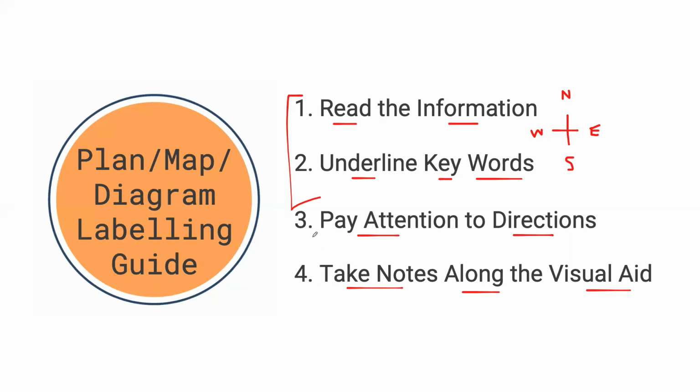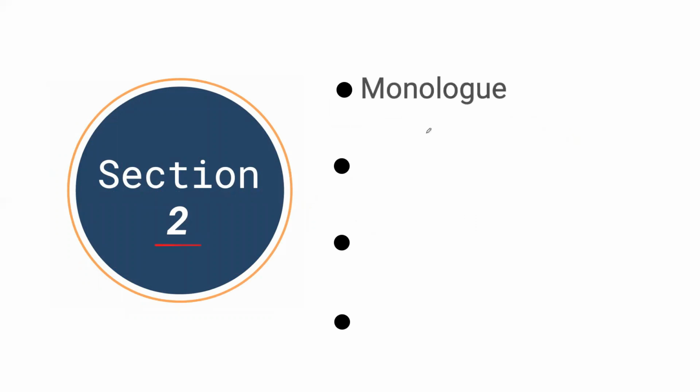You're only going to hear one speaker anyway, most likely, and so you can just follow the path that the speaker is referring to. We will also go over this in our step-by-step example in just a bit, but I'd like to just briefly review section 2 with you because, as you might have guessed, that is the section we're going to be in today. So section 2, it's a monologue, only one person speaking, about a general topic. In this case, it's going to be about a plan, a map, or a diagram.